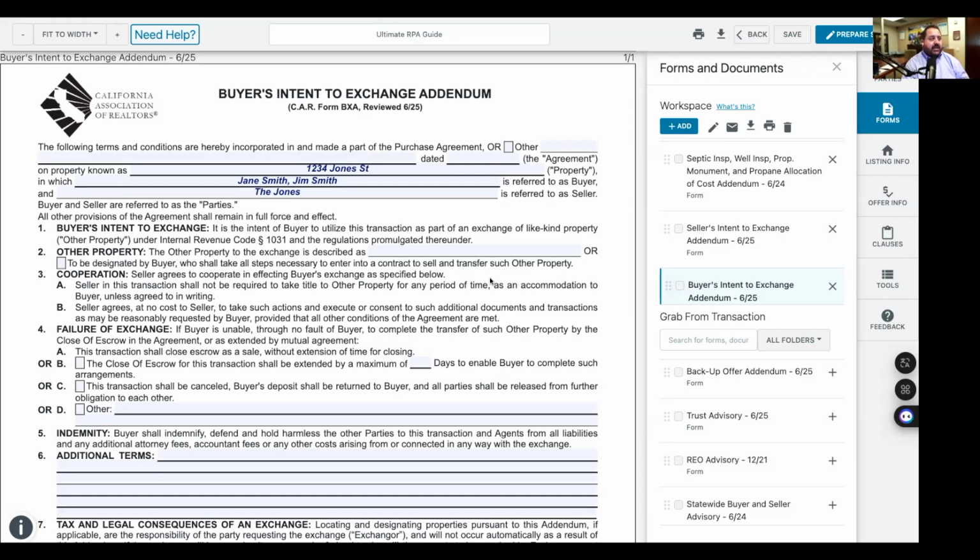Buyer's intent to exchange. It is the intent of the buyer to utilize this transaction as part of an exchange of like-kind property under Revenue Code 1031 and the regulations promulgated thereunder. The other property to the exchange is described as the property that you have sold already, the one they own already. That's what the other property is. So if we were selling, I don't know this property, right? This address, then this address would be here. Okay.